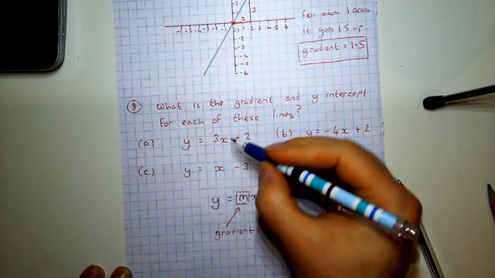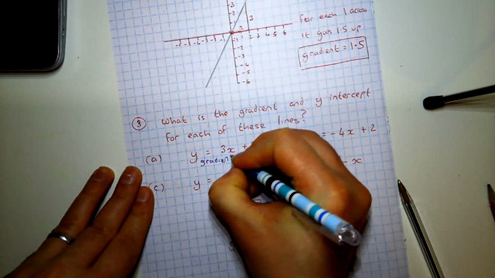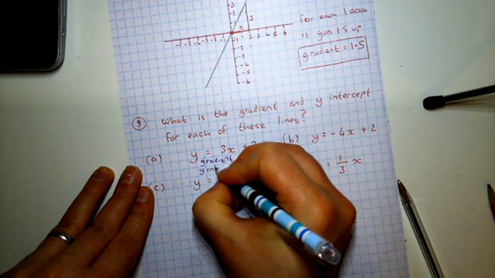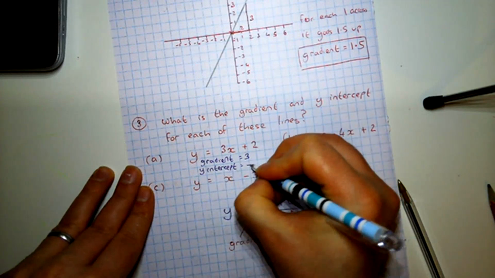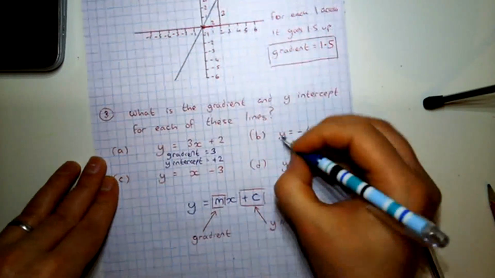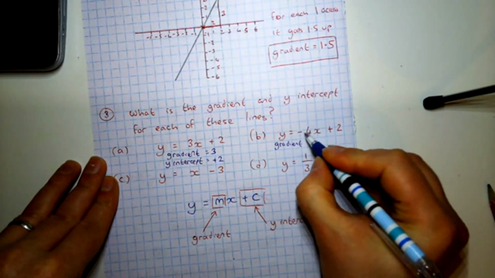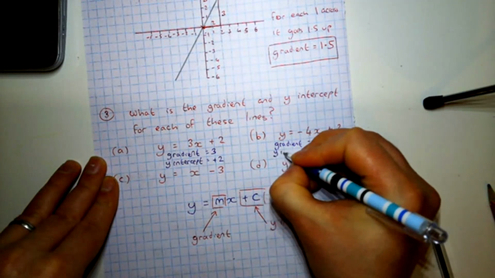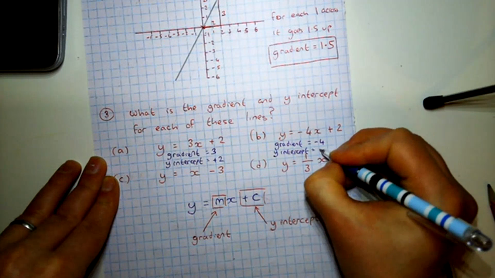So for my first one, the bit in front of the x is 3, so that means gradient 3. And my y-intercept is plus 2. Next one, my gradient. So the bit in front of the x is a minus 4. So my gradient is minus 4. And my y-intercept is plus 2.